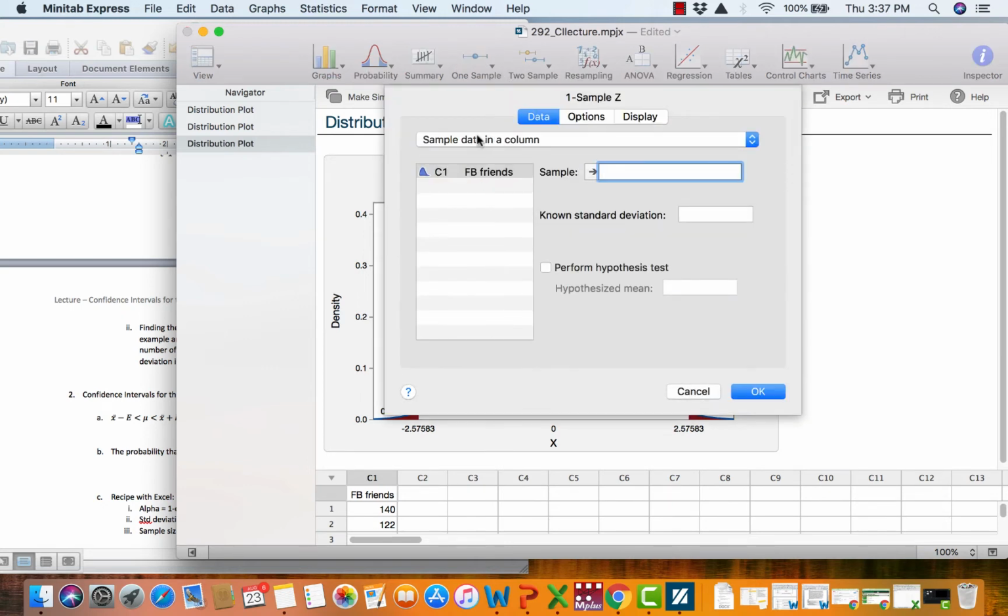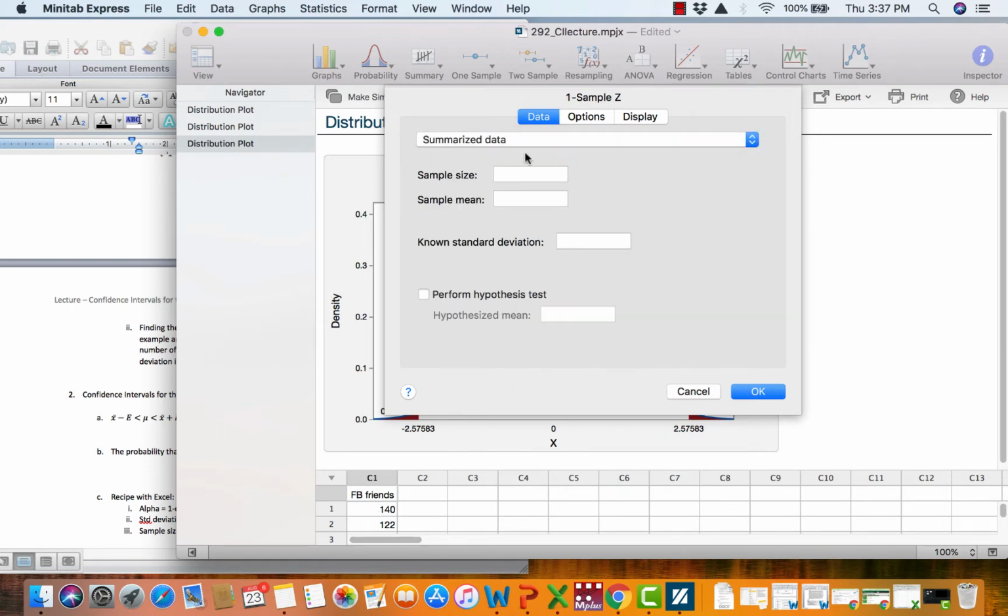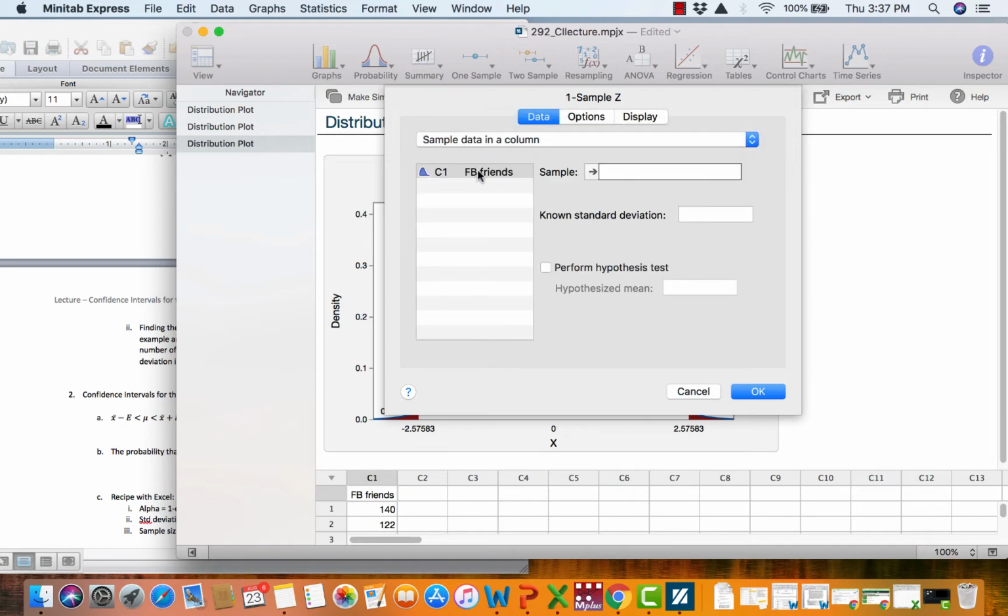All right, our data. Here we can either choose that our data is in a column like we have with Facebook friends, or we can choose summarized data. You'll notice for the next problem that we just have summarized data where we type this information in. But for right now, we have raw data, and we're going to select Facebook friends. Our known standard deviation is 53.